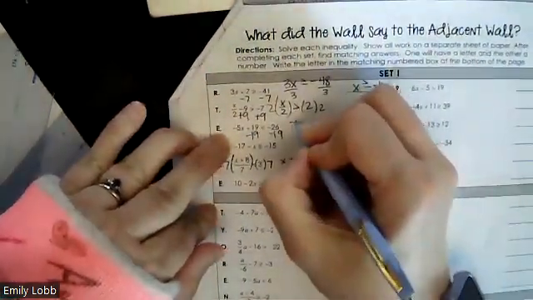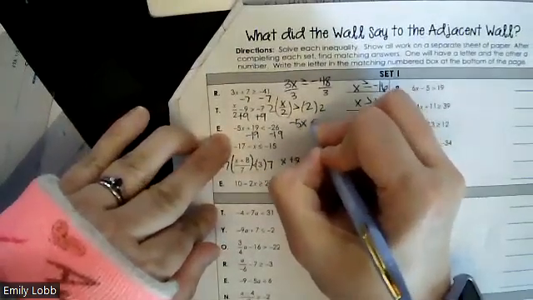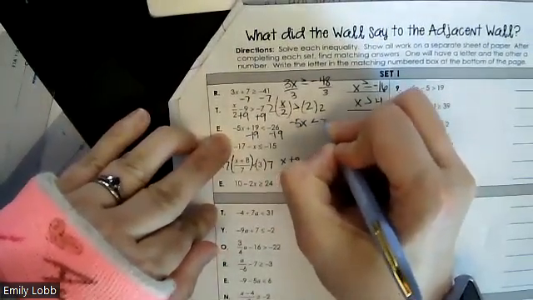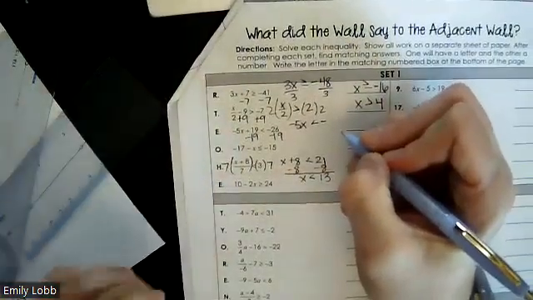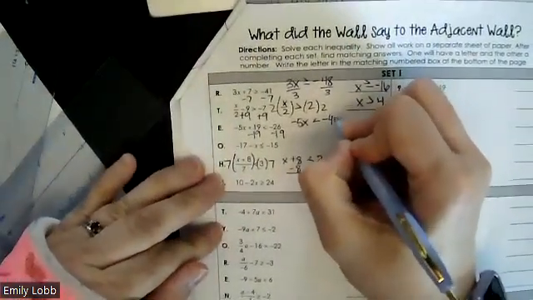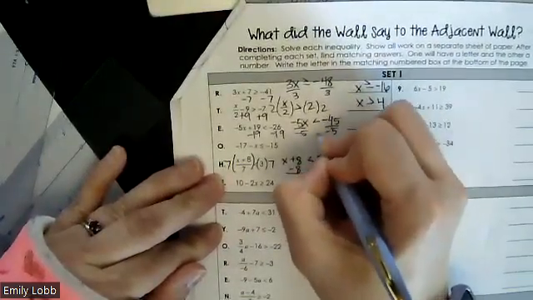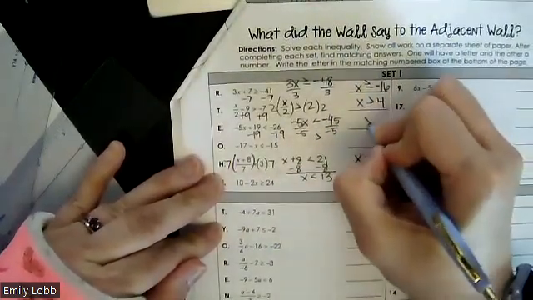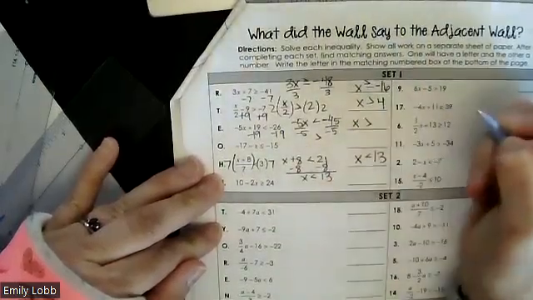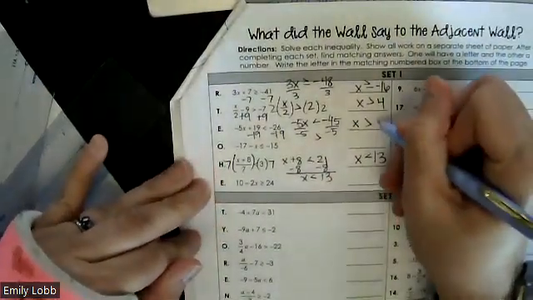So here, -5x is less than -45. Remember when you divide by a -5 though, that your sign switches. So this is going to be x is greater than 9.